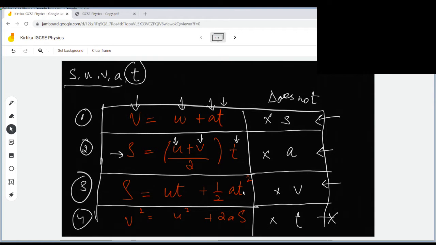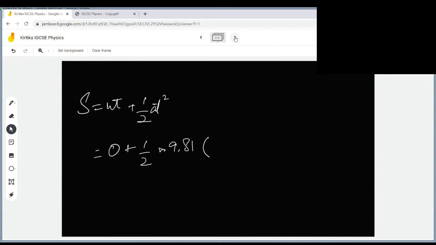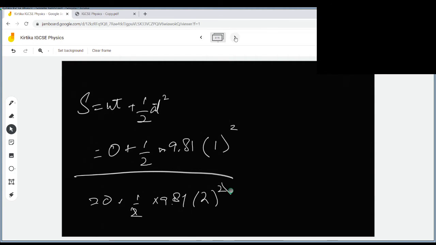Let me just quickly do it on the second slide. So now we have to calculate the distance. So we'll use S is equal to UT plus half AT squared. Since U is equal to 0, this will become 0 plus half into 9.81. And then you keep on changing the value over here, which is either 1 squared, so it will simply be 9.81 divided by 2, or it will become 0 plus half into 9.81 into 2 squared, which will be 4. So 4 by 2 will become 2, so 9.81 into 2.